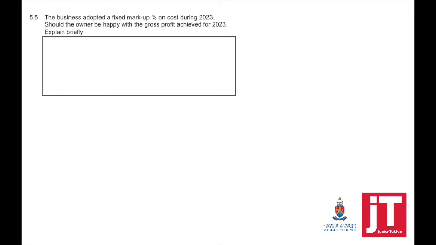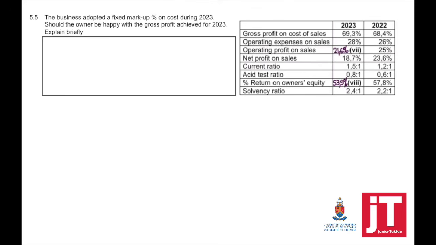Question 5.5. The business adopted a fixed markup percentage on cost during 2023. Should the owner be happy with the gross profit achieved for 2023? Explain briefly. So when you see this question, you should always look at the gross profit on cost of sales. We look at, has it improved from last year to this year? And we compare it to what was the aimed markup percentage.